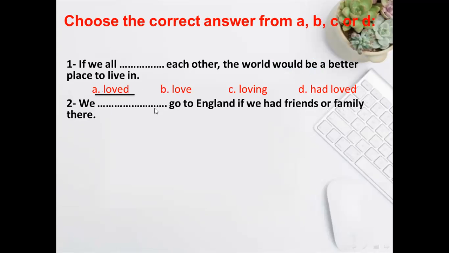Number 2, Muhammad. We would go to England if we had friends or family there. Watch out, here there is an F in the middle. Here is the F. What comes after F? The past symbol, had. So the first sentence will be what? Will, want, would.